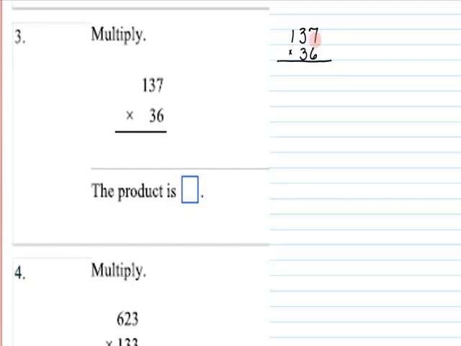I start with the 6. 6 times 7 is 42. Carry the 4. 6 times 3 is 18, and 4 more makes 22. Carry the 2. 6 times 1 is 6, and 2 more is 8. 822, but that's just for the 6.